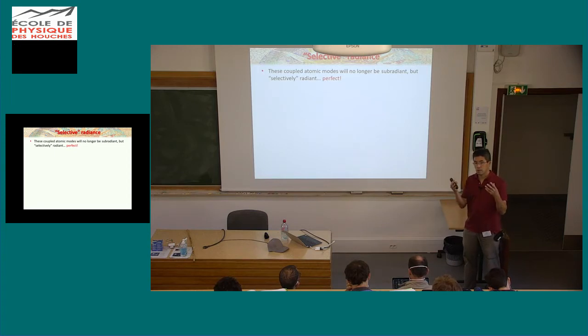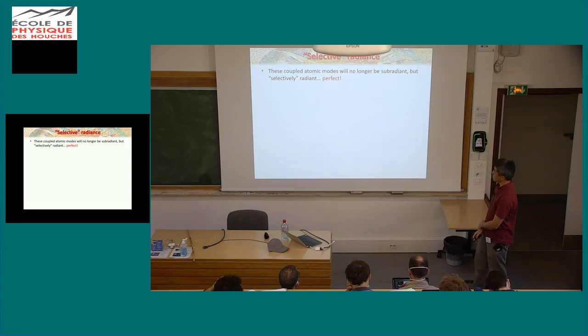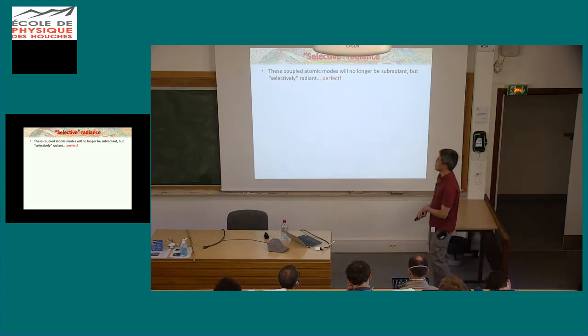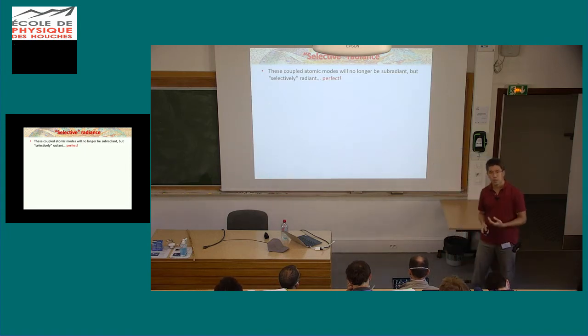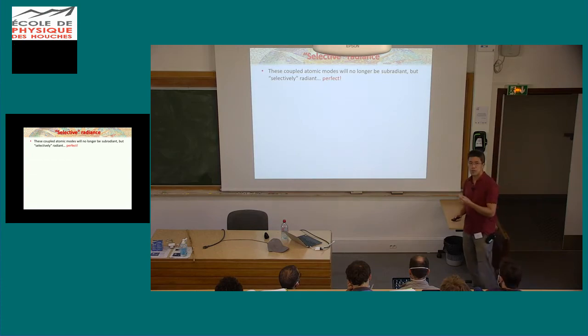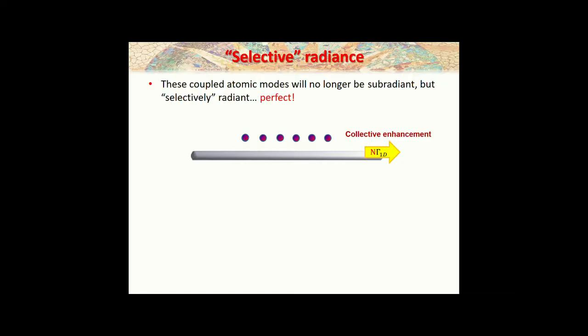Because if you have this atomic excitation and it sees modes to couple to, it'll simply emit a photon into those guided modes. So it'll no longer be subradiant. For lack of any other term, we call it selective radiance. But it turns out if your goal is to build an efficient atom-light interface, that's perfect. That's exactly what you want.